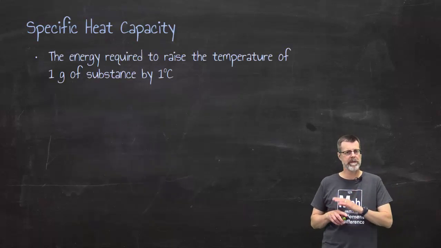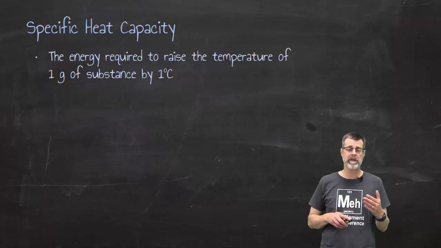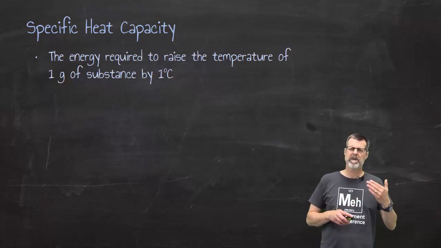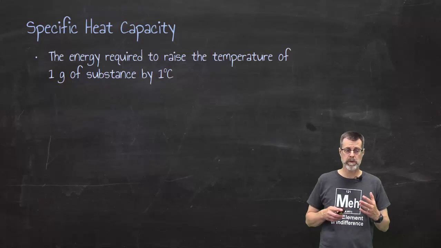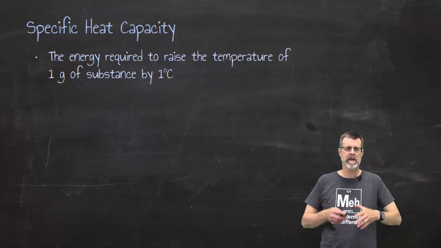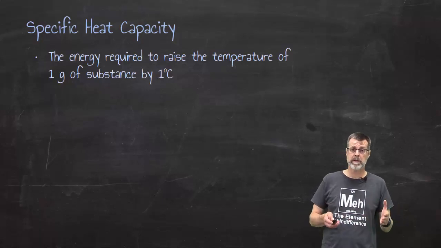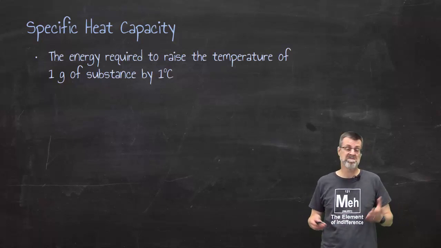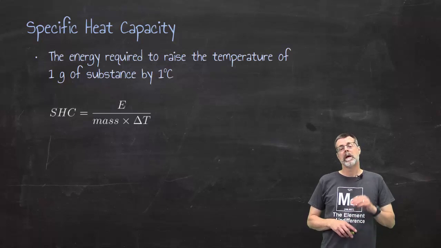Now, you don't really need the definition here, but I do want you to understand that specific heat capacity is A, fairly unique to every individual material, and B, based on its amount of mass. Now, that should make sense. If I have a small amount of water, it's going to be easier to warm up than if I have a large amount of water, using water as my example.